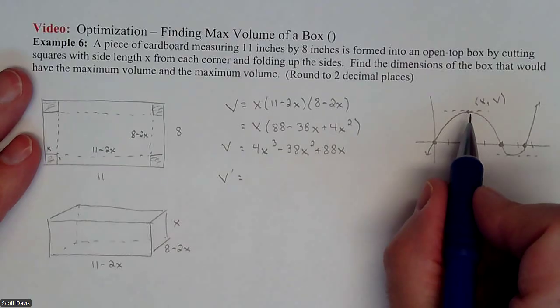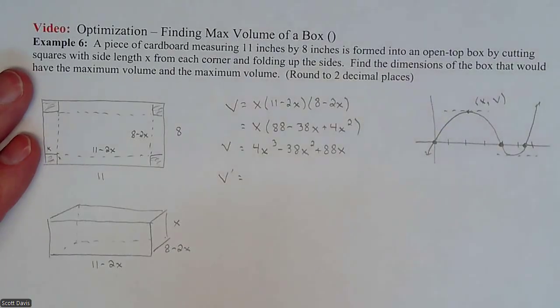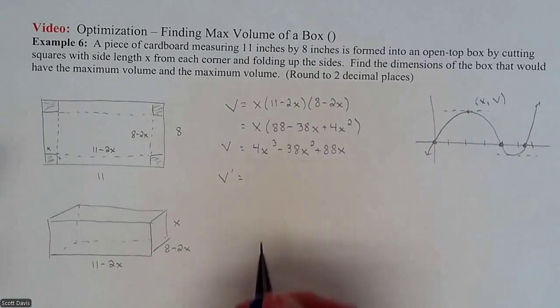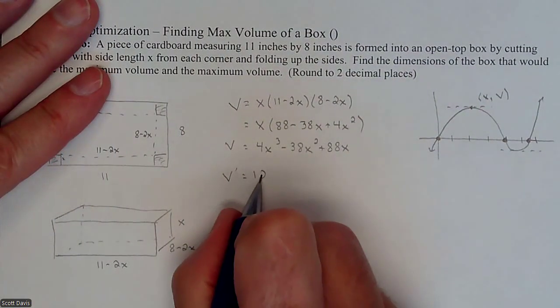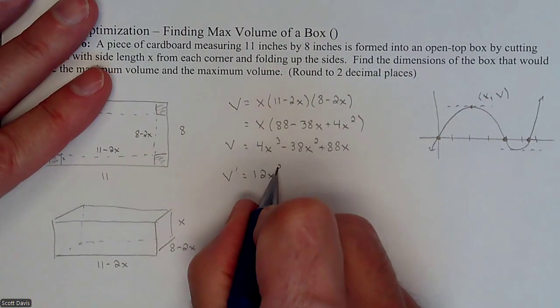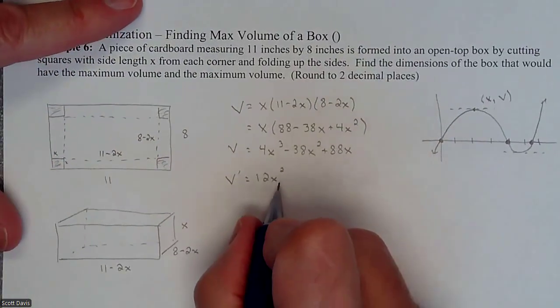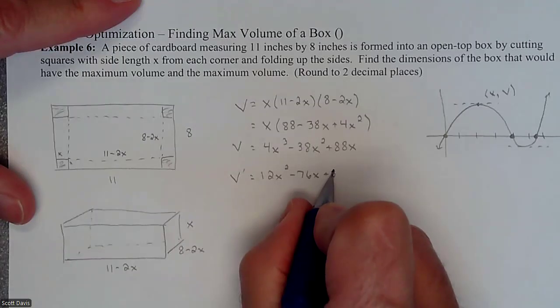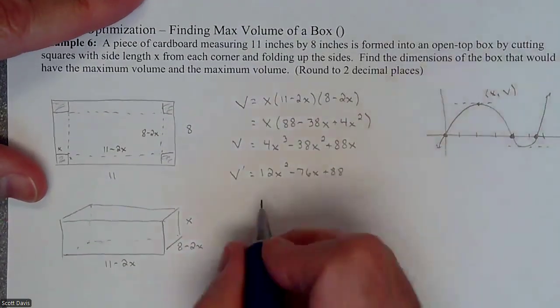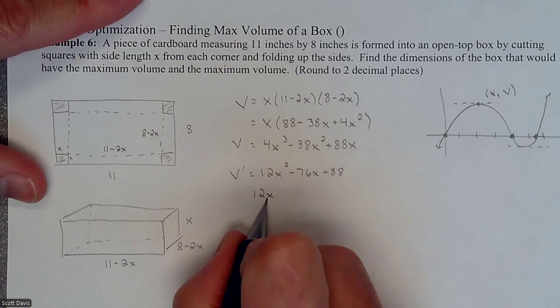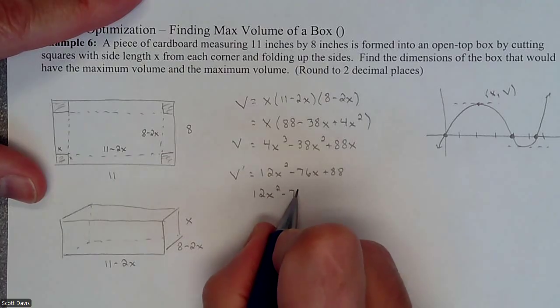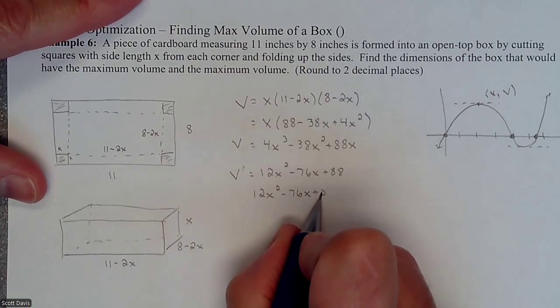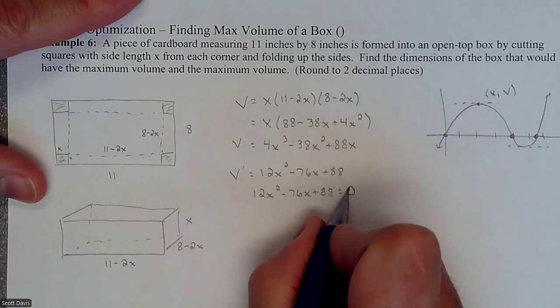It's going to give us perfectly our x value. That's that same x value that you would have seen in the calculator. So we do our derivative, and we have 12x squared minus 76x plus 88. We'll take that, set it equal to 0. So 12x squared minus 76x plus 88 equals 0.